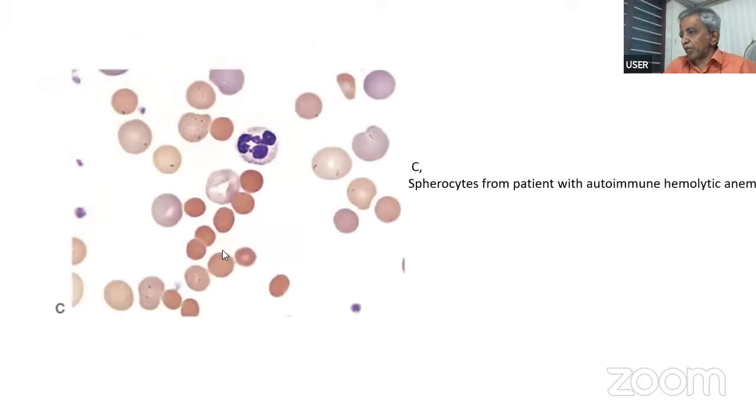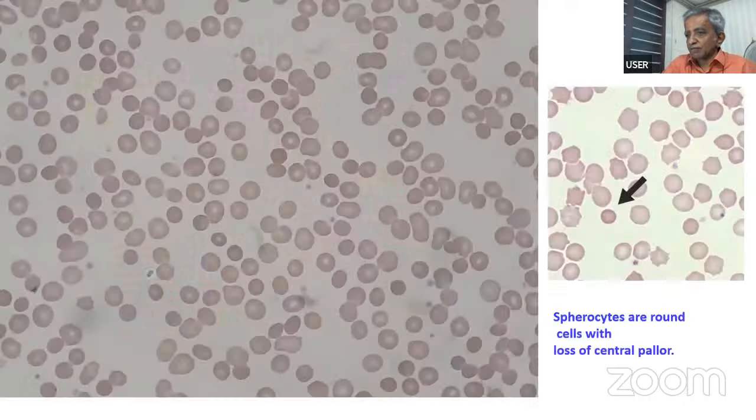Now, again, this is a typical autoimmune hemolytic anemia with a large number of microspherocytes. They are necessarily small, so they are called microspherocytes. The most important condition is autoimmune hemolytic anemia, then hereditary spherocytosis, and a few other conditions which I will be dealing with later. Now, spherocytes are round cells with loss of central pallor; that you should remember. A pointed arrow is there.